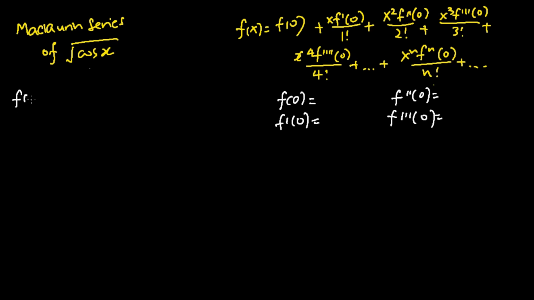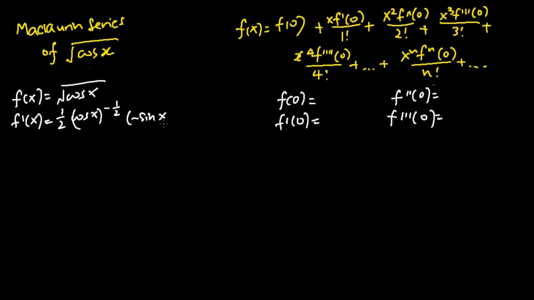We let f of x be equal to square root of cosine x. We first find f prime x, which is just half cosine x to the power of negative half. Differentiating cosine x, we get negative sine x.